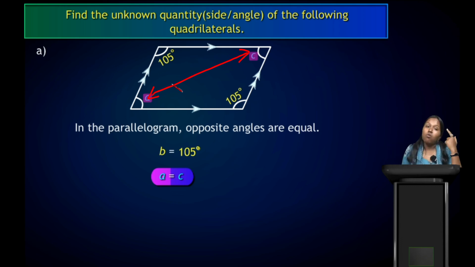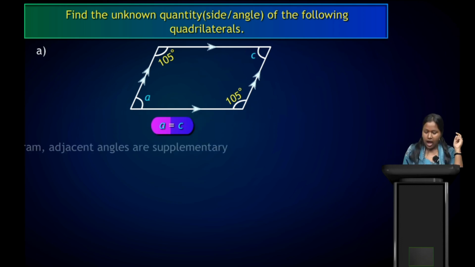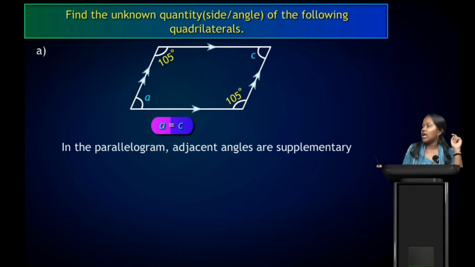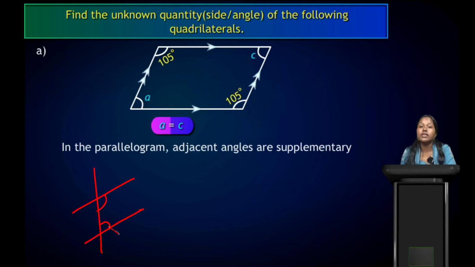Okay, this is one property. One more property is there. I hope all of you remember. In a parallelogram, adjacent angles are supplementary. Do you remember this? The adjacent angles are always supplementary. Means if you add the adjacent angles, the value will be how much? It would be 180 degree.